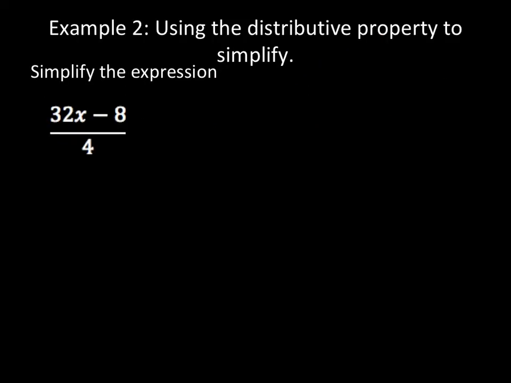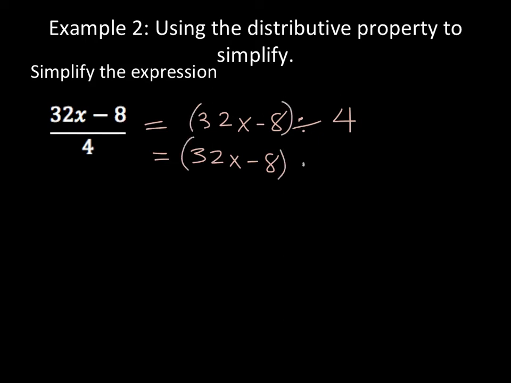Moving on to our second example, use the distributive property to simplify. There's one way to do this. I'm going to show you the way the book does it, just so we can see that they're actually using, again, the distributive property. So, rewriting this as 32x minus 8 divided by 4. Using the property that we just used, I'll rewrite this as 32x minus 8 in parentheses, times the reciprocal, which is 1 over 4.